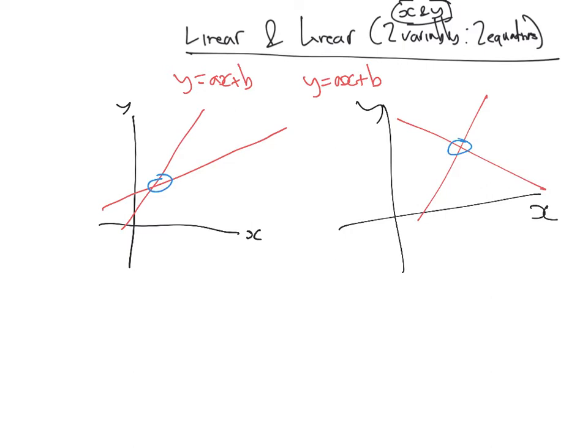Okay, so what we do know is that linear and linear, if you're trying to solve them simultaneously, one interaction is they intersect at one point. Can they intersect at more than one point? No matter how you move those lines around, they can't. But what about 0 points?